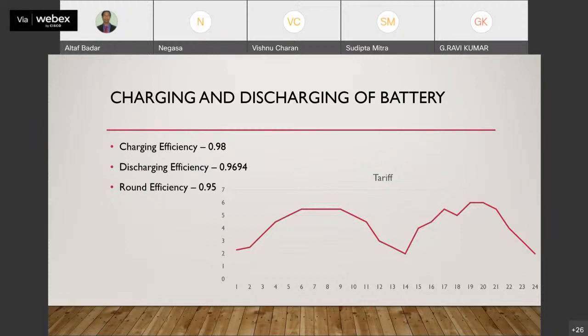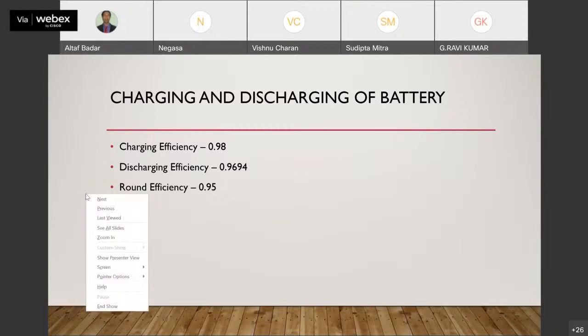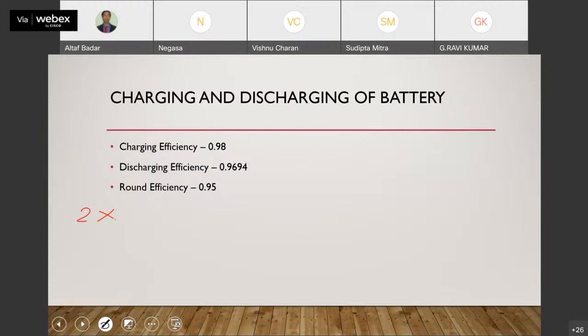I was paying 2 rupees per unit when I was charging my battery. Suppose I charged my battery by 1 unit. How much did I pay for charging, 2 into 1? Actually, I'll be taking a little bit more. If my battery is at 1 kilowatt, because of charging efficiency being 0.98, I'll require a little more electricity. So let us say I used 1.1 unit, just for the sake of understanding. So I paid 2.2 rupees for charging the battery.